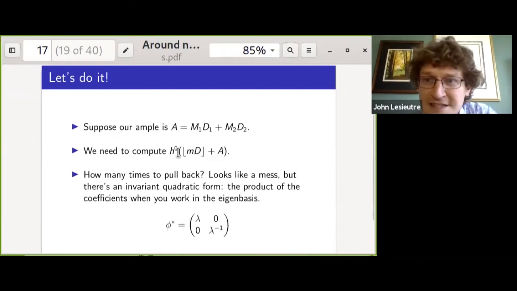So let's think about this MD plus A. How do we write that in terms of the eigenbasis? So I'm going to use D to be D1. I maybe should have clarified on the slide. What is MD plus A in the eigenbasis? Well, let's write our ample in the eigenbasis. We'll say it's m1 D1 plus m2 D2. MD is just MD1. There is no D2. Sorry, D is D1 here.